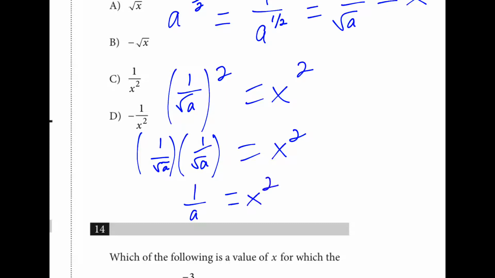So if we want to move a to the top, we can just take the reciprocal of both sides. That'd be the same thing as doing, in a couple steps, multiply by a, then divide by x squared. But essentially we end up with a is equal to 1 over x squared, which is going to be C.